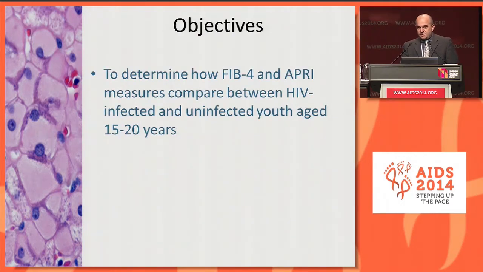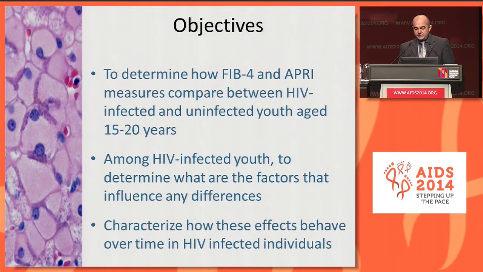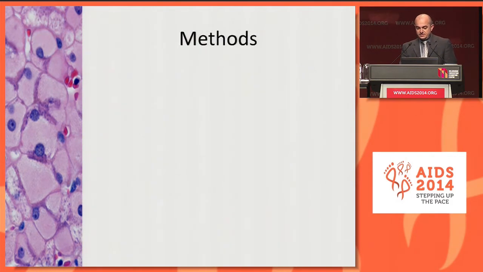So the objectives of the study were to determine how FIB-4 and APRI measures compared between HIV-infected and uninfected youth aged 15 to 20 years, then, focusing on infected youth, to determine what factors may influence any differences, and finally to characterize how these measures behave over time in HIV-infected individuals.